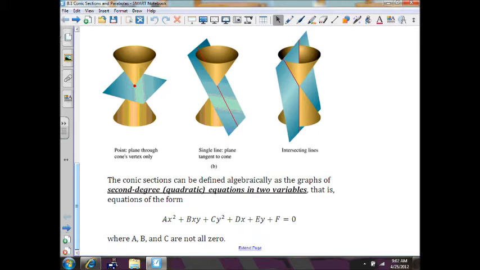They can be defined algebraically as graphs of second-degree quadratic equations in 2 variables. So this is going to be our standard form of a conic section: ax squared plus bxy plus cy squared plus dx plus ey plus f equals 0. Again, we're going to be going through a lot of this stuff later in this chapter.